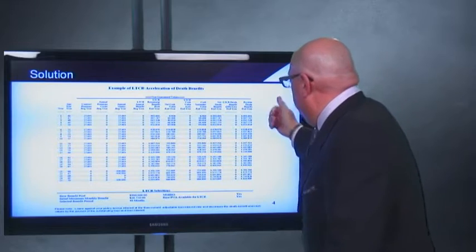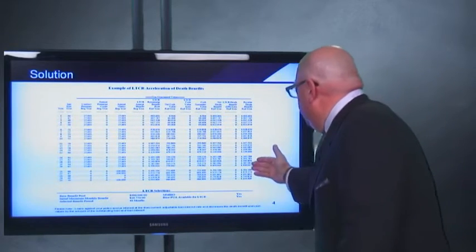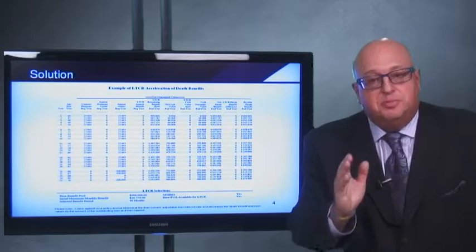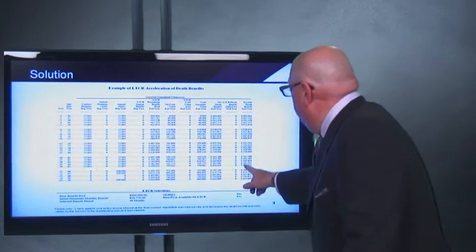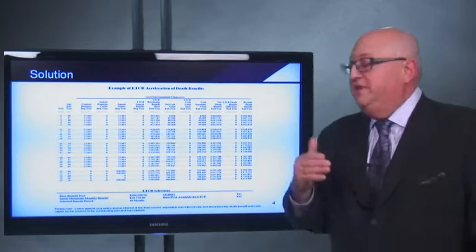The death benefit, which started out at $1 million, by the time age 65 rolls around, based upon current dividends of the Mass Mutual in this illustration, you would have about $1.4 million of death benefit.